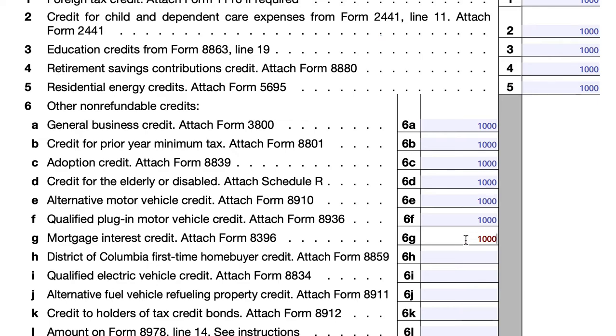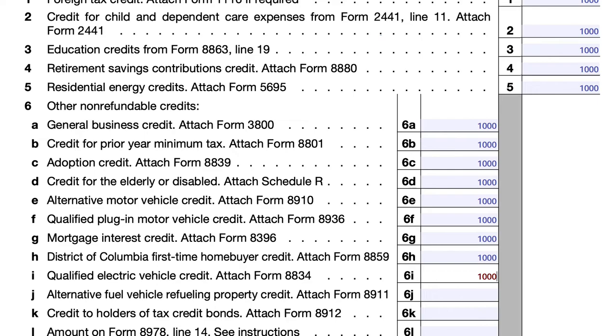Line 6H is the District of Columbia first-time homebuyer credit. This does not really apply to new taxpayers for any homes that were purchased after 2011. This is only here as basically a carry forward item from previous tax years. So if you do have IRS Form 8859 and you qualified back before 2011, then you might be carrying this tax credit over and over. This might be the year that you claim it or not.